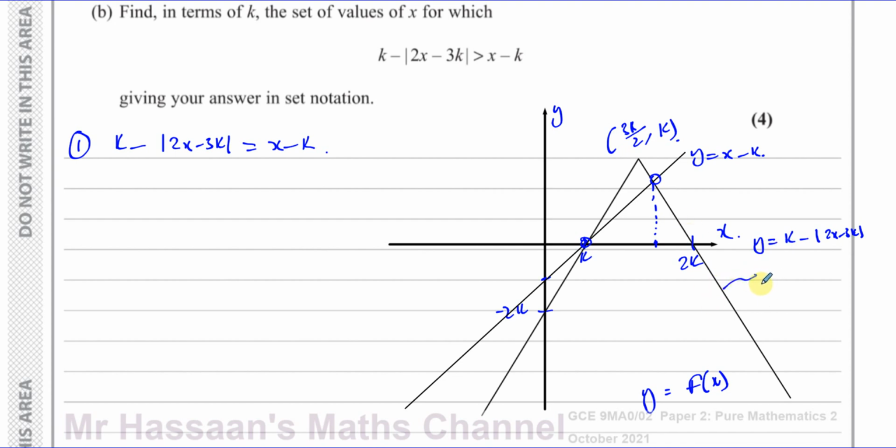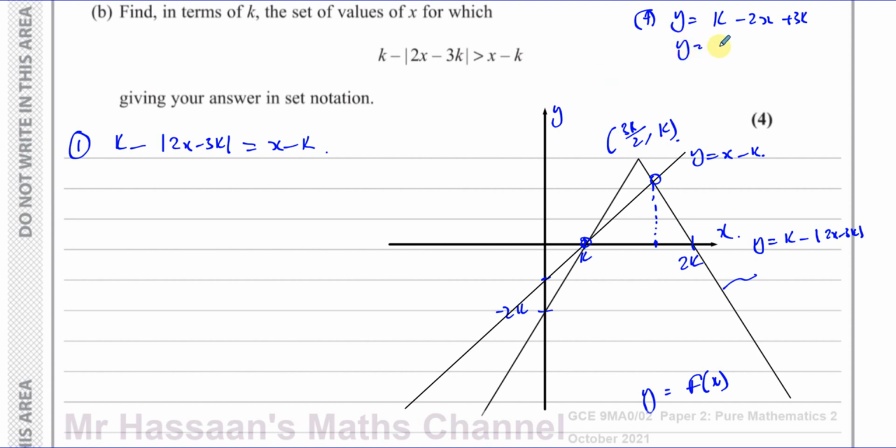So what is this branch of this graph? Well, we have 2 branches. You have the positive branch and the negative branch. The positive branch is when you have y equals, and you leave it as it is. So it'll be k, and you have minus 2x, and you'll have plus 3k. So that branch will be, move that out of the way first.